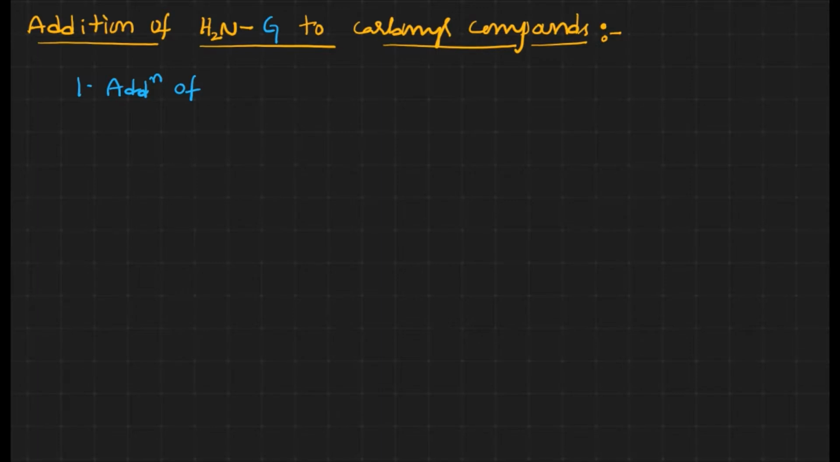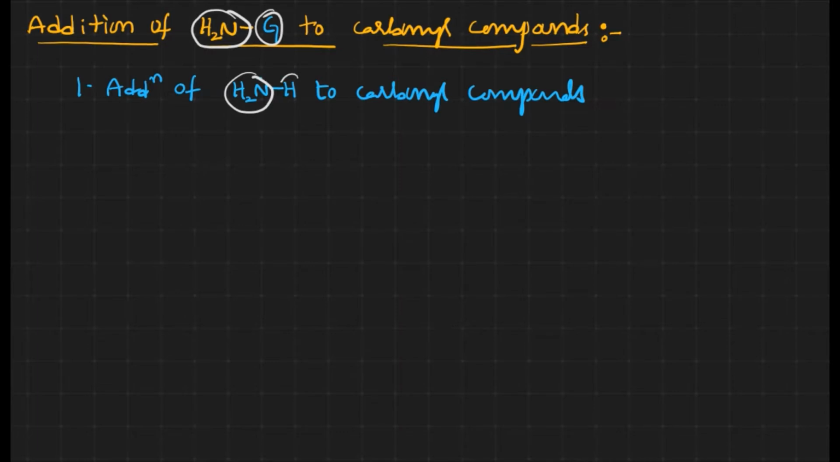Addition of ammonia. What is the formula of ammonia? NH3, right? NH3 can also be written as something like this, right? 3 hydrogens and 1 nitrogen, right? To carbonyl compounds. Here we have to assume NH2 group is NH2 group and this group is this particular hydrogen, right? Based on that you can understand the upcoming examples very easily.